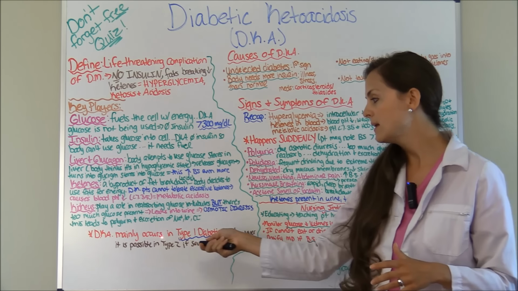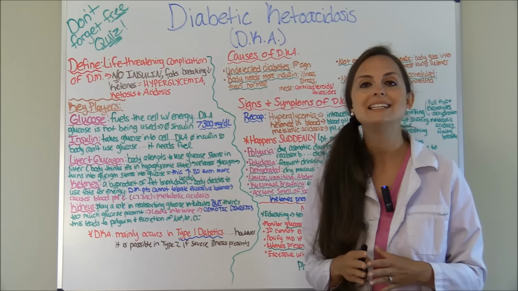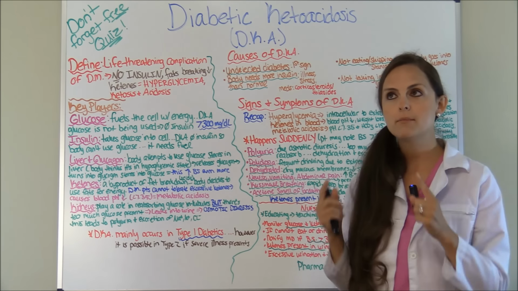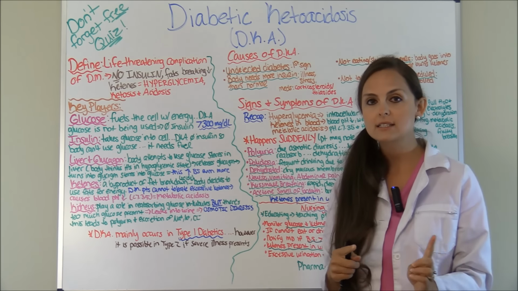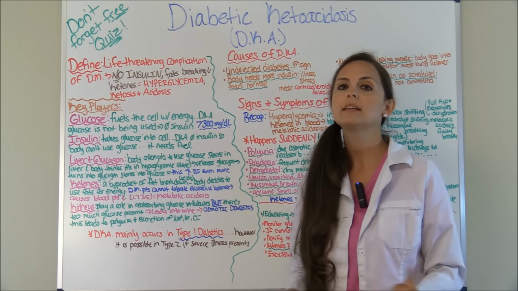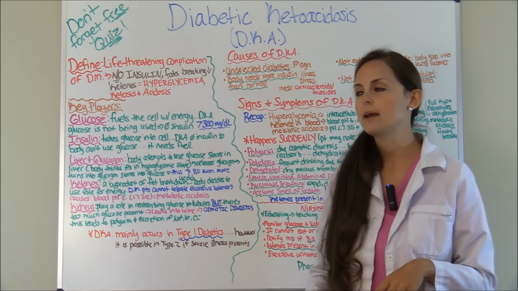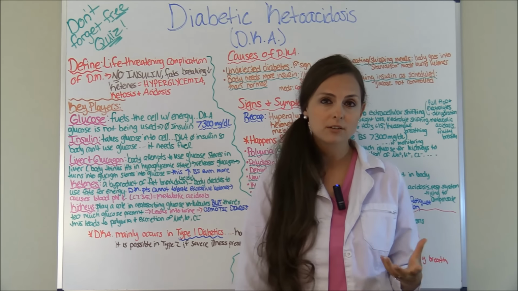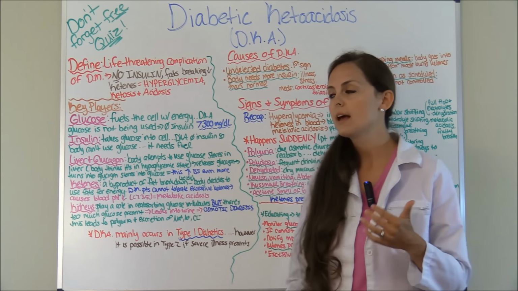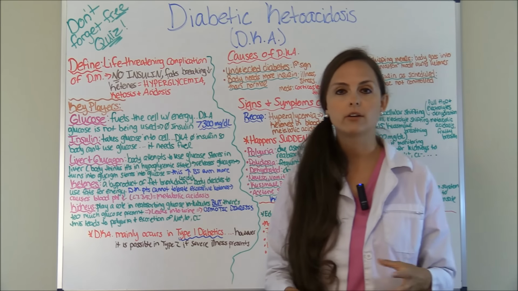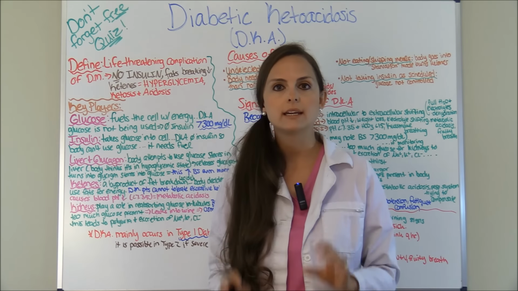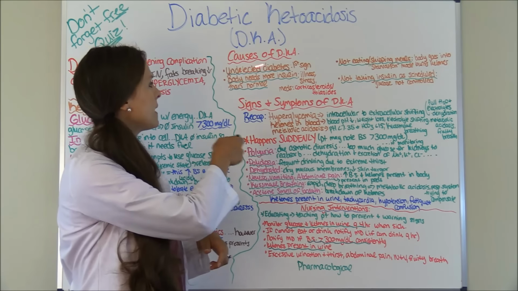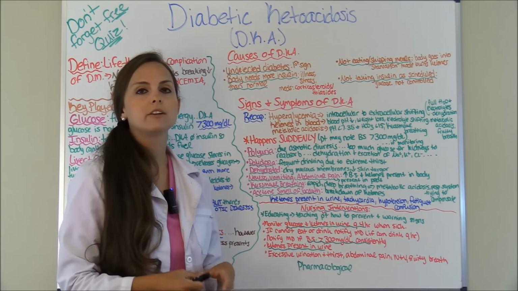Now, DKA mainly occurs in the type 1 diabetic. So remember that, because with HHNS, which we'll talk about in the next video, that's mainly occurring in your type 2 diabetic. But DKA can occur in the type 2 diabetic. It's rare, unless the type 2 is having like a severe illness, they can have it, but it's mainly in type 1. Now let's talk about the causes, the signs and symptoms, and nursing interventions.